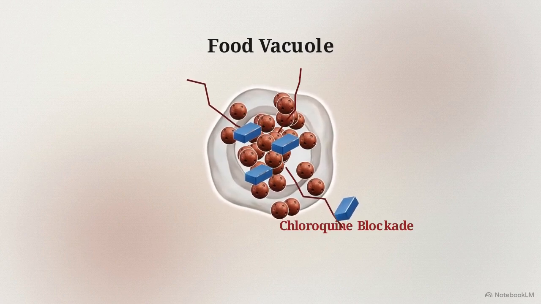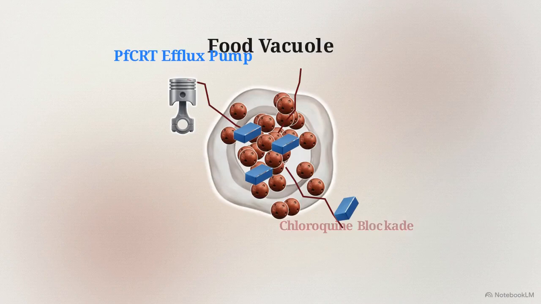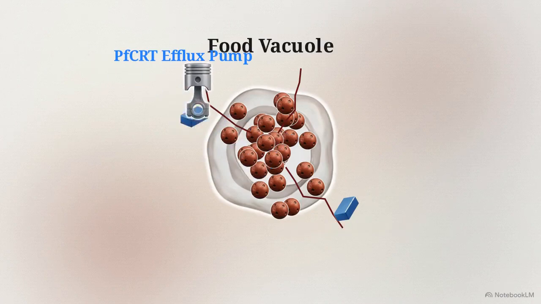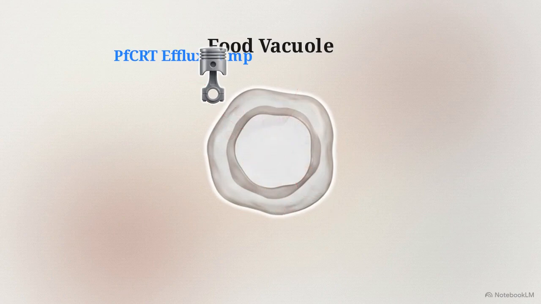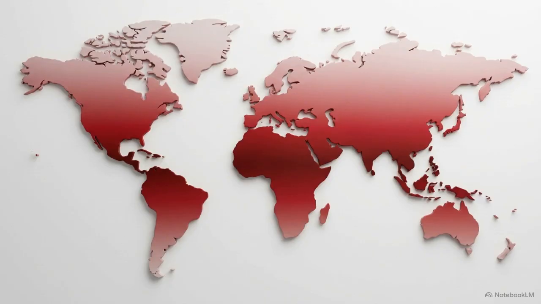But evolutionary pressure forced an adaptation. The parasite developed the PfCRT efflux pump. This physical channel forcefully ejects chloroquine molecules back out of the vacuole before the drug can act. Because of this single structural mutation, chloroquine has been rendered largely ineffective against severe falciparum malaria worldwide.